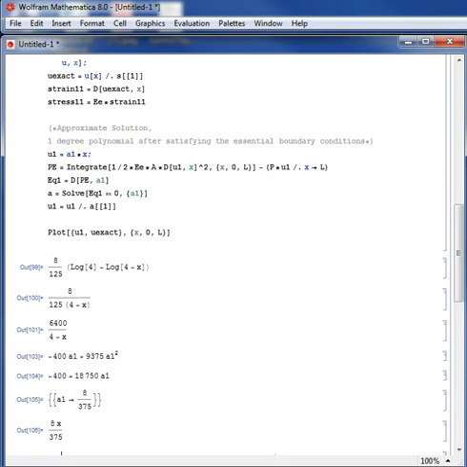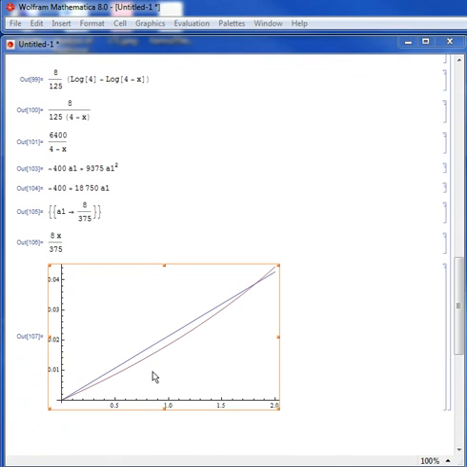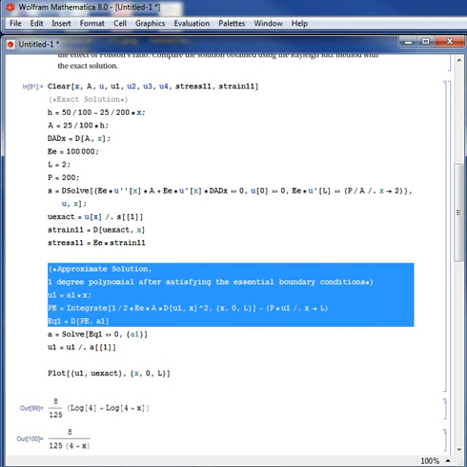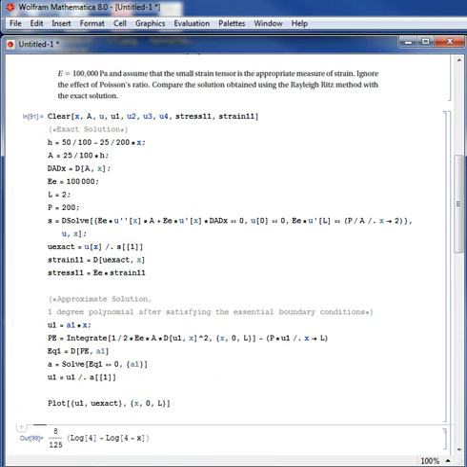Shift enter. You can see that this is the log function, the exact solution, and the blue line is the approximation if I use a linear function to approximate this logarithmic function. Now let's try a better approximation. So I'm going to use a better approximation.